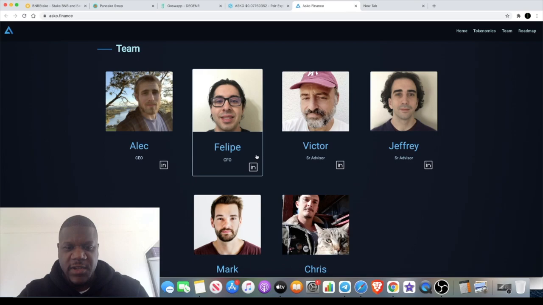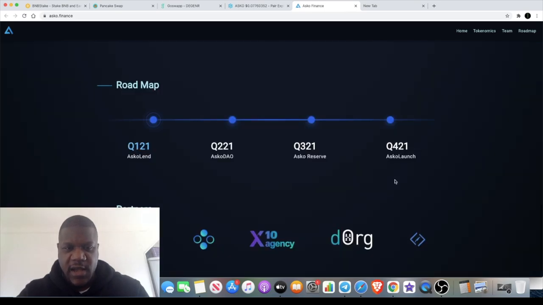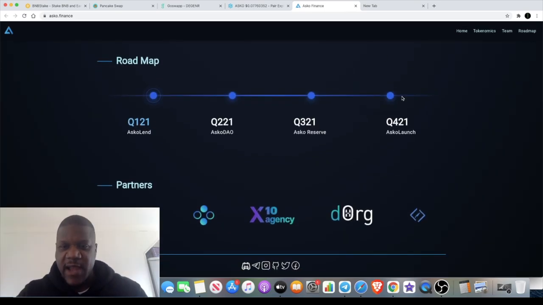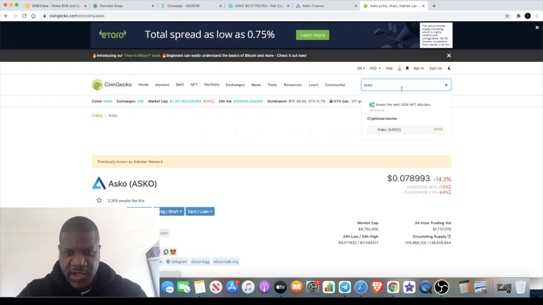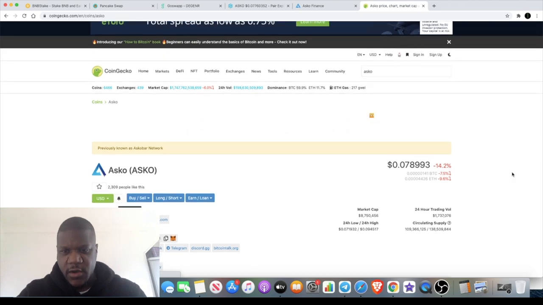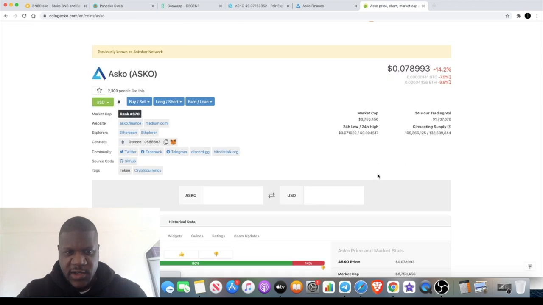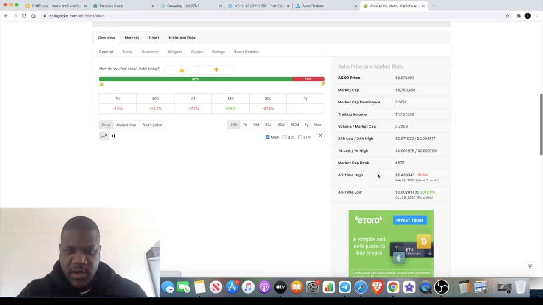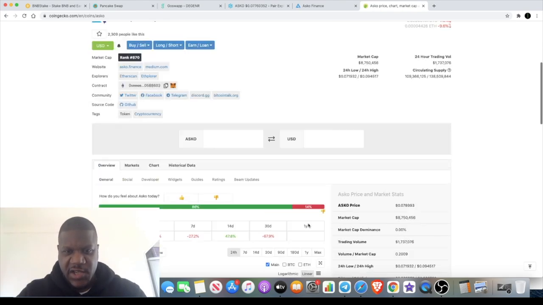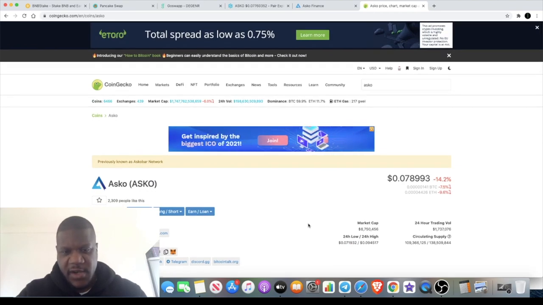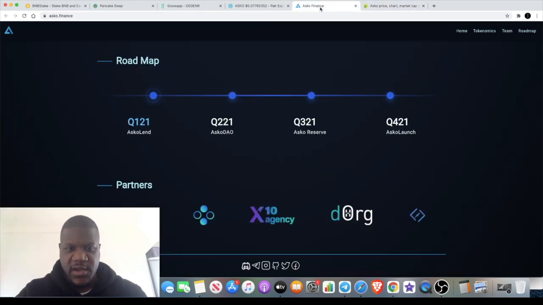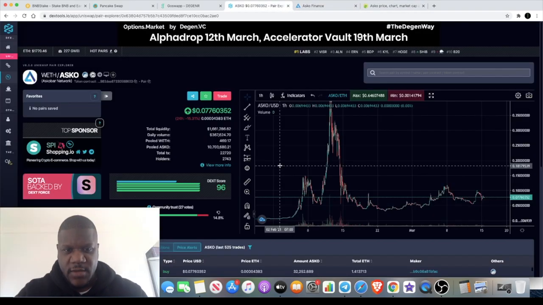The website looks cool, the team is non-anonymous, and they've got quite a decent roadmap, and they haven't fully launched yet. So this could continue to see some upside even up until it launches in Q4 of this year. It's ranking number 868 on CoinGecko, and it's still under 10 million market cap. So this one could be a good one to get in early. It's on Uniswap, not on any huge exchanges yet, but if this can solidify itself in the DeFi space and get onto some bigger exchanges, you could be in a good position getting in early. That's Askobar Network.